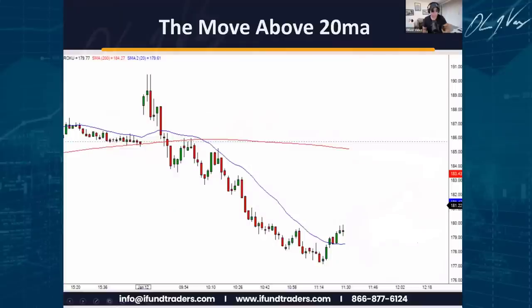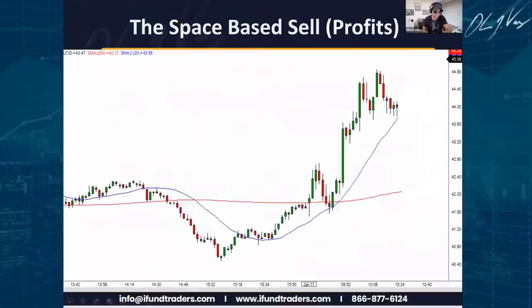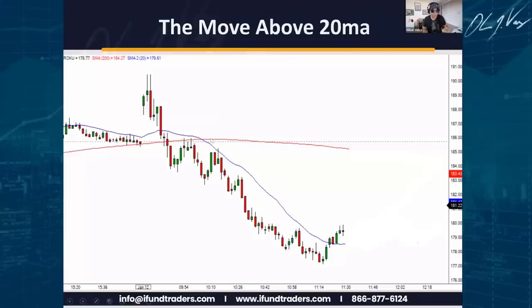Okay. So here we have an elongated move to the downside. That's criteria one. Part of that criteria is we need space, preferably dual space. But if we don't have dual space, we need one space. One space, remember the number one is between the two moving averages. Number two space is between the stock and the 20, okay? So here's number one space here.